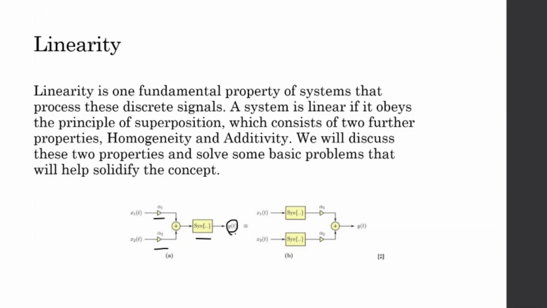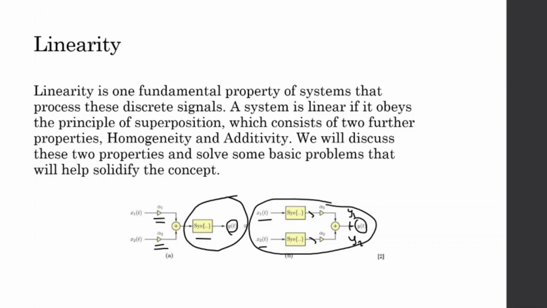Now you can see that this is also equal to inputting these two inputs into the system, scaling their outputs here, and then adding them together. So y1 and y2, their sum is also equal to yt. So here we are seeing the property of homogeneity, and here by comparing these two systems we can observe the property of additivity.